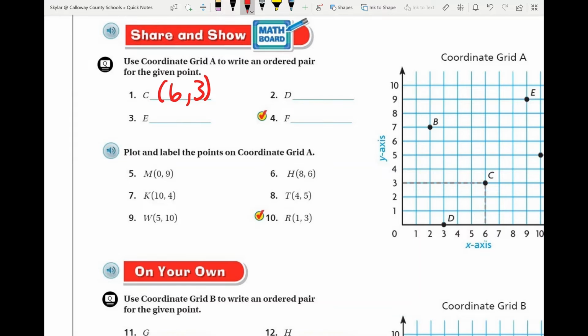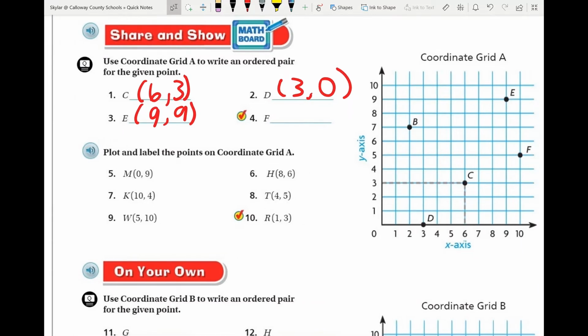For D, we went over 3 and up 0. So that would be 3, 0. Point E is going to go over 9 and up 9. So 9, 9. Don't be afraid to use your fingers for this. It's a-okay. Better to be safe than sorry. And finally, number 4. We have an F. Yikes. We go over 10 and then up 5. So 10, 5.